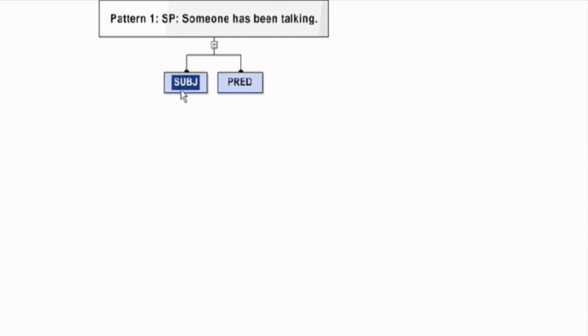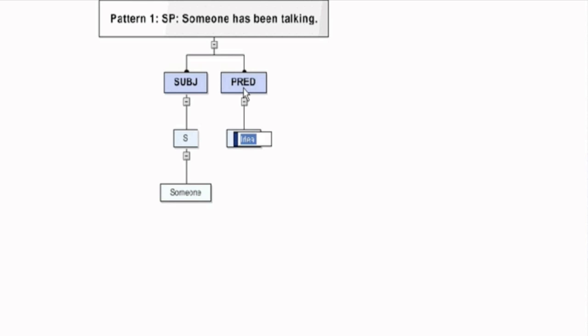If we look at the subject, in this case the subject is "someone." And the predicate here consists of 3 words. "Someone has been talking." The whole thing is in fact the predicator in this particular case. So if we have the predicator, there are no other objects, there's nothing that follows.